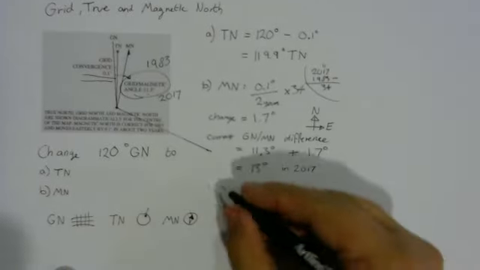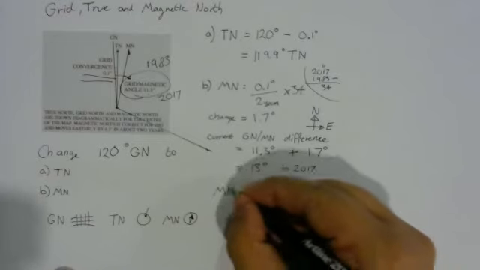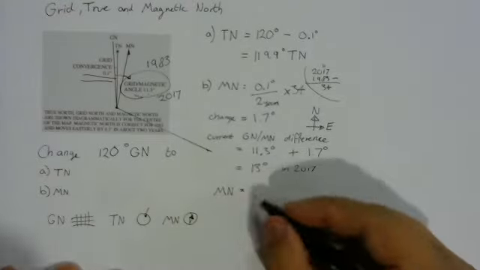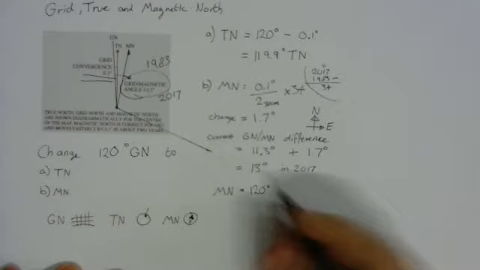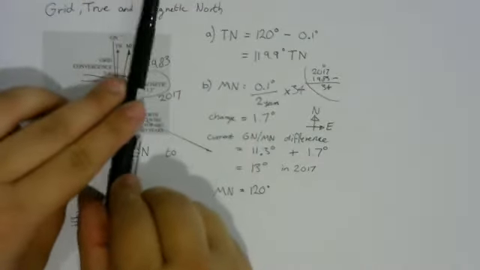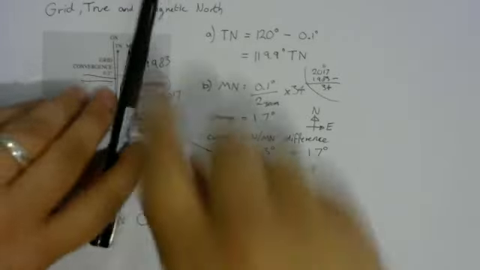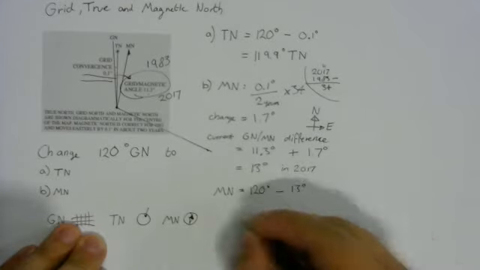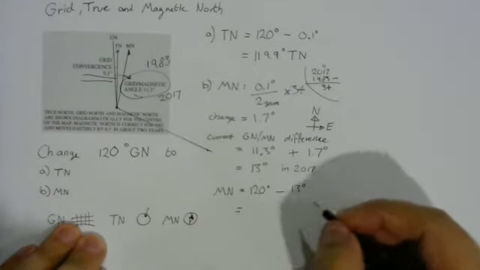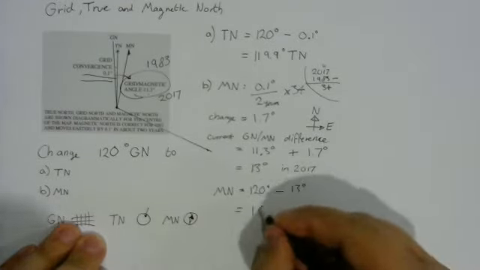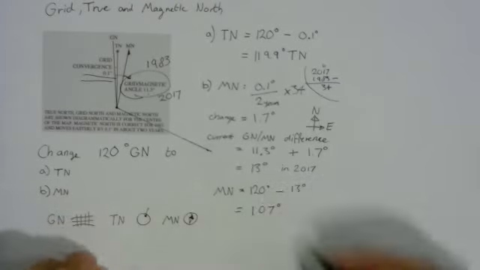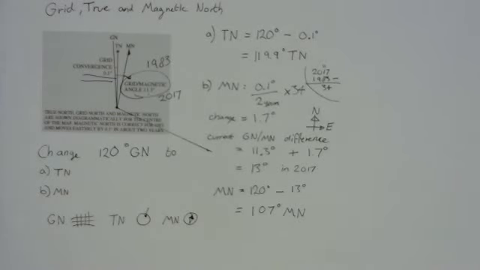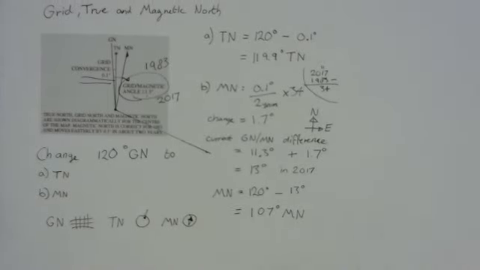Now it's just a matter of calculating the magnetic north. So 120 degrees are grid north, and again from grid to magnetic north the angle is getting smaller, so we're going to subtract the change, which is 13 degrees, and 120 minus 13 is 107 degrees magnetic north. And that is how we change between grid, true and magnetic north.